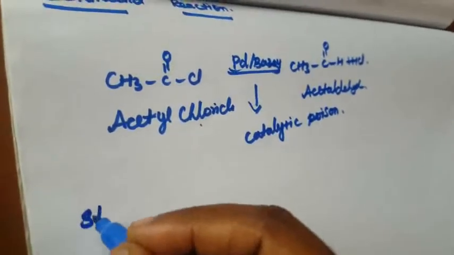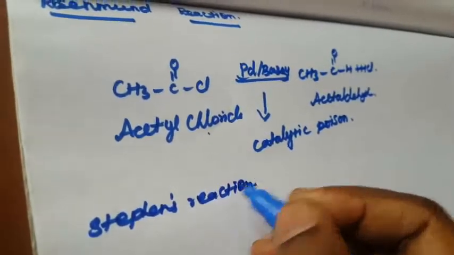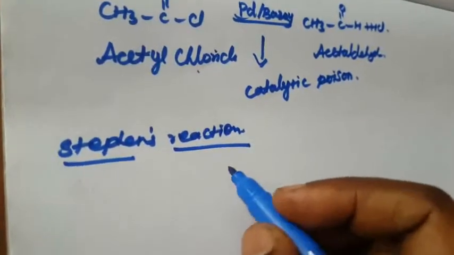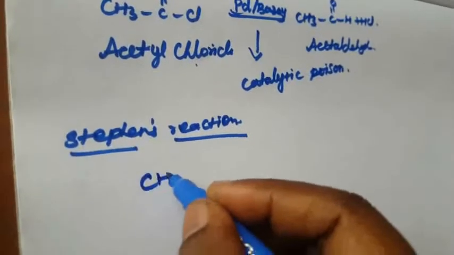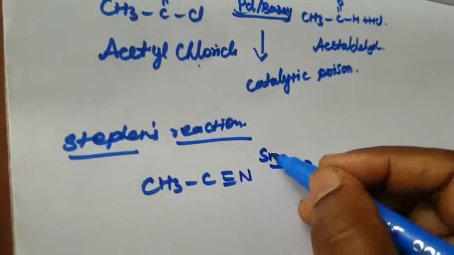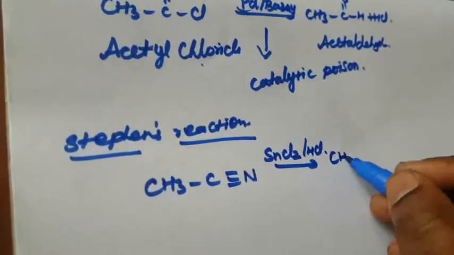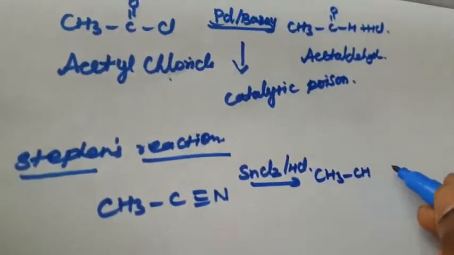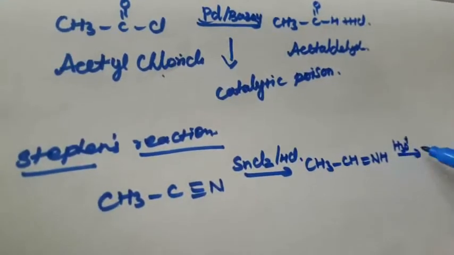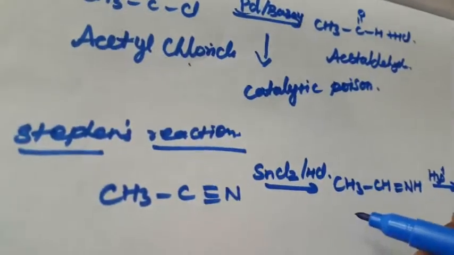Next one is the Stephen reaction. What is meant by the Stephen reaction? Again an alkyl cyanide compound, R-C triple bond N, reacts with stannous chloride and hydrochloric acid to form this compound, CH3 CH double bond NH. Okay, then with H3O plus it forms acetaldehyde, CH3CHO. This is acetaldehyde, stannous chloride.